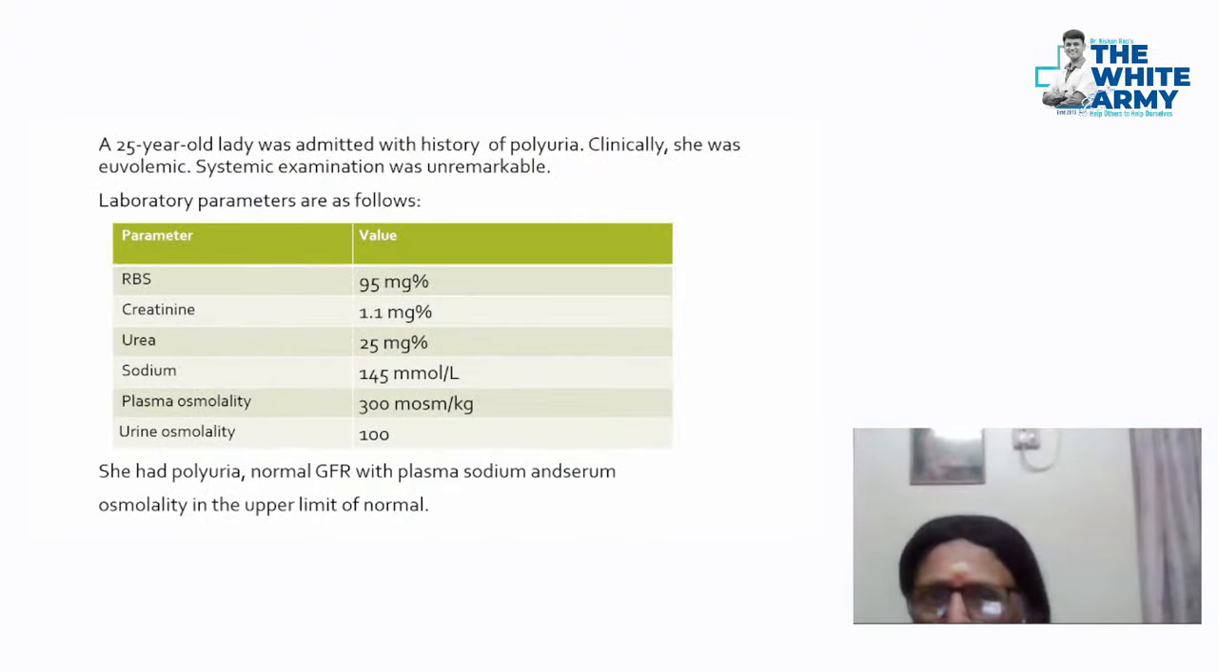This 25-year-old lady was admitted with a history of polyuria. Clinically, she was euvolemic. Systemic examination was unremarkable. The lab parameters are RBS 95, creatinine 1.1, urea 25, sodium on the upper limit of normal at 145, plasma osmolality again on the upper limit of normal at 300, and urine osmolality 100.